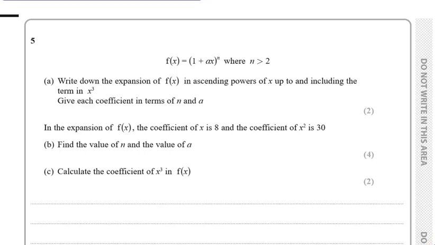Hi everyone, this is question number 5 of January 2022, paper 1. So the question begins by saying, write down the expansion of f(x) in ascending powers of x up to and including the term in x to the power 3. Give each coefficient in terms of n and a. So they have given us an expression. f(x) is equal to (1 + ax) to the power n, and they're asking us to expand this.